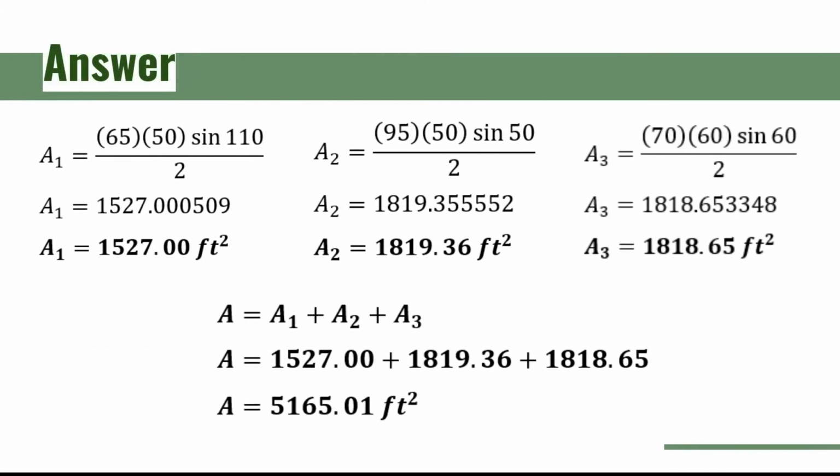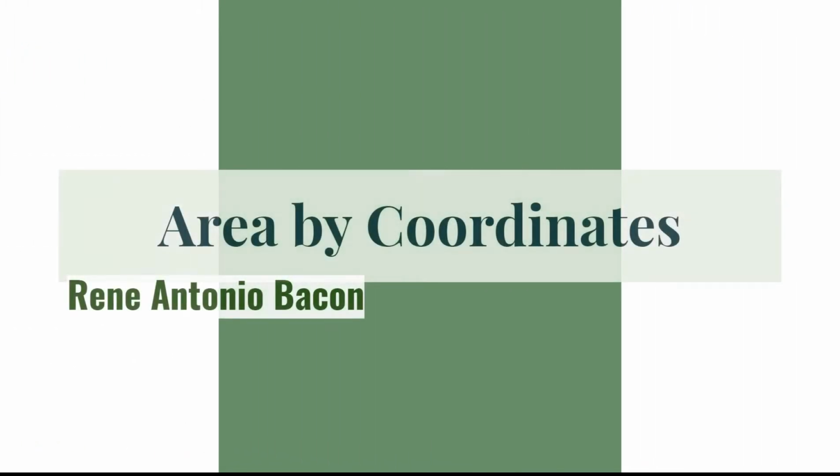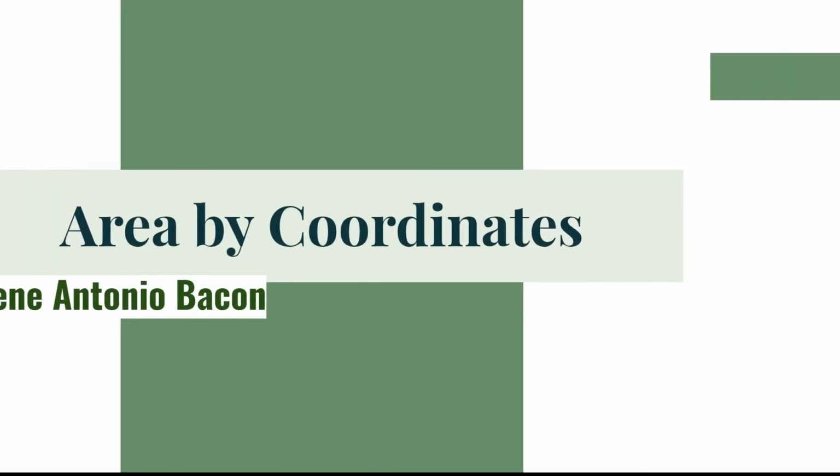So once we input these values to the formula given, we get area 1, which is 1,527 square feet, area 2, which is 1,819.36 square feet, and area 3, which is 1,818.65 square feet. That gives us the total area, which is 5,165.01 square feet.